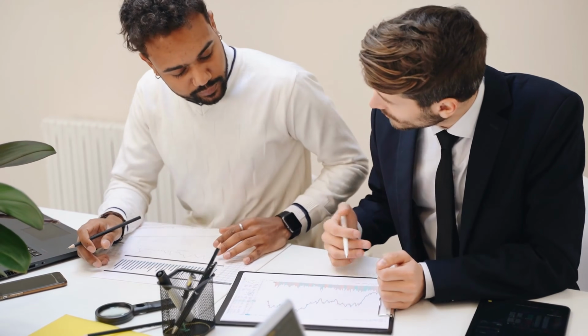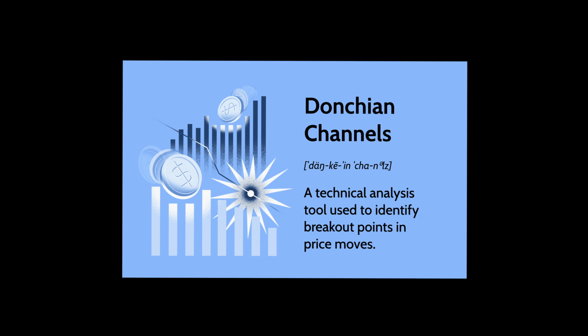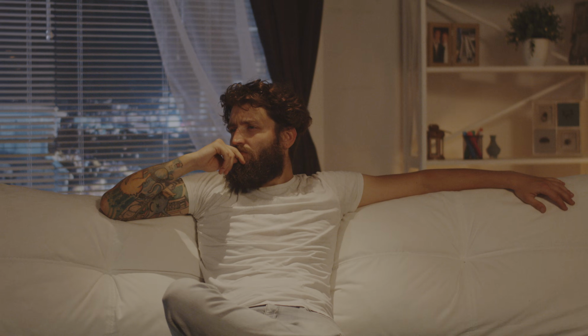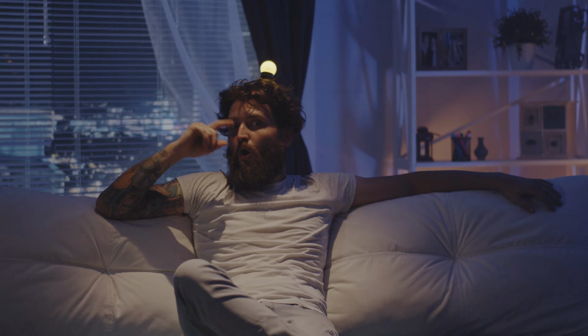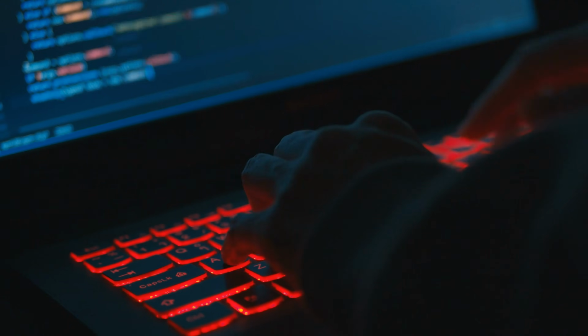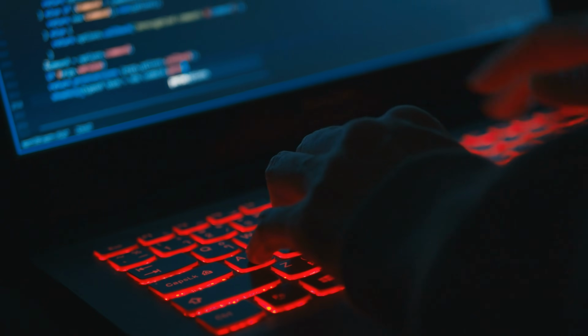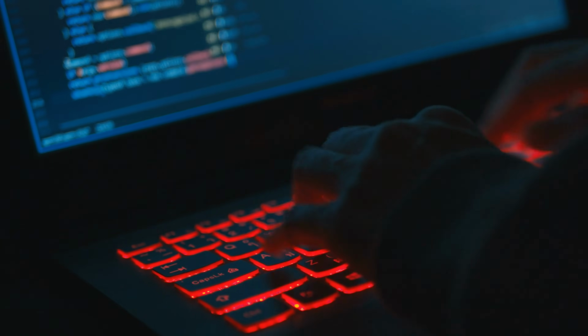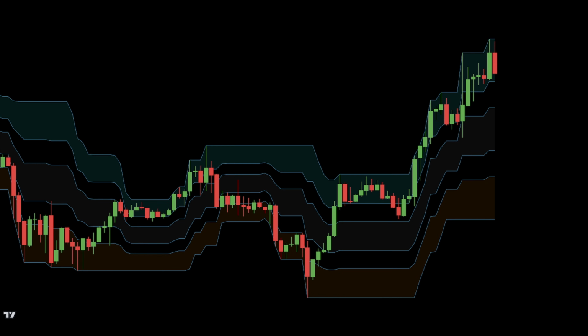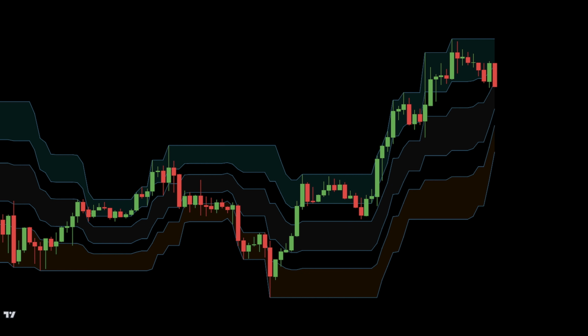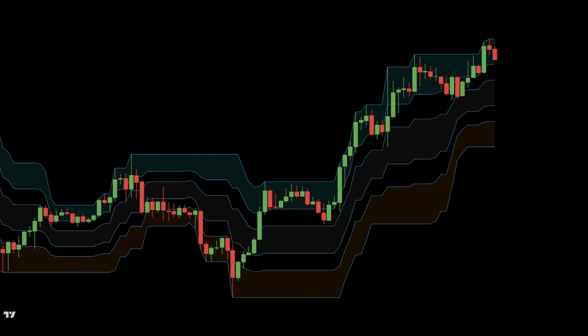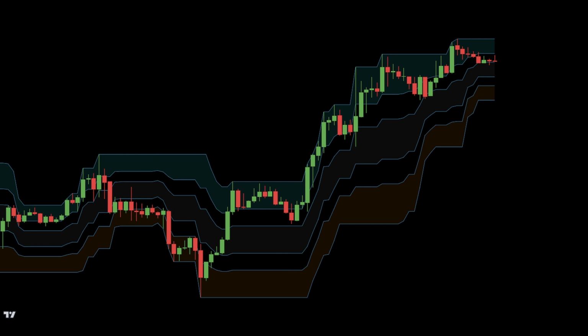Now pair that with another timeless concept, Donchian channels. It lacked the ability to anticipate momentum shifts. That's where innovation stepped in. A forward-thinking trader took Donchian channels to the next level by integrating Fibonacci levels into its structure, creating a tool that doesn't just follow trends, but highlights specific zones where momentum is strongest and reversals are most likely.